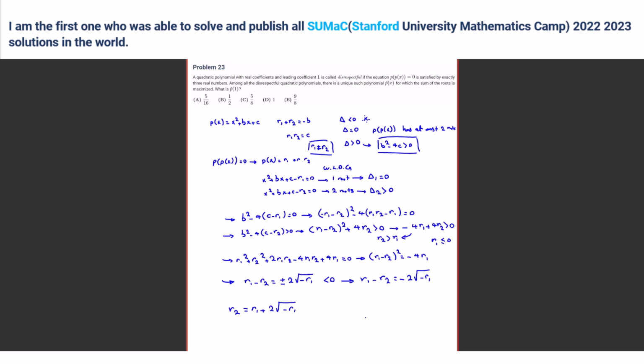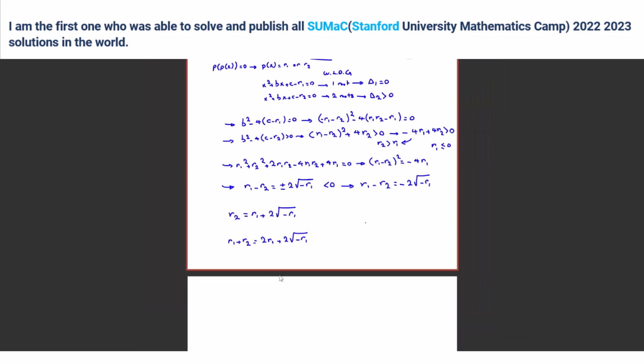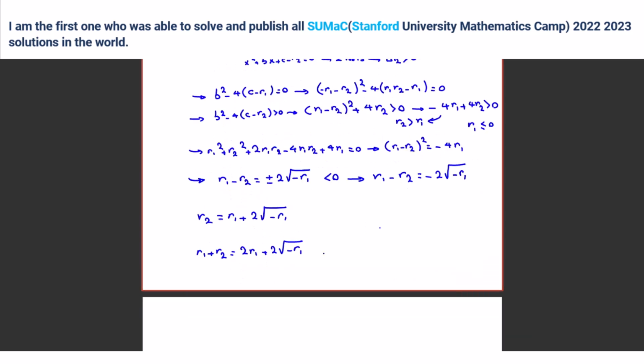Okay, I solved it. Can you explain? We need to maximize R1 plus R2, so that's 2R1 plus 2 square root of negative R1. I said square root of negative R1 equals k. So now it's 2k squared plus 2k. Negative R1 is k squared, you said? Yes. And to maximize that, k would be negative 1/2. Now you take derivative.